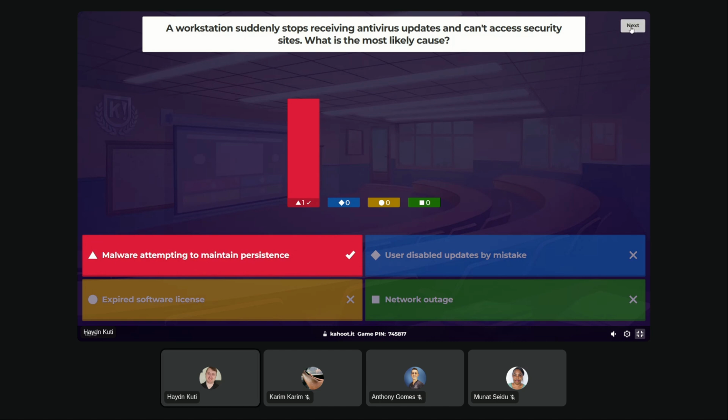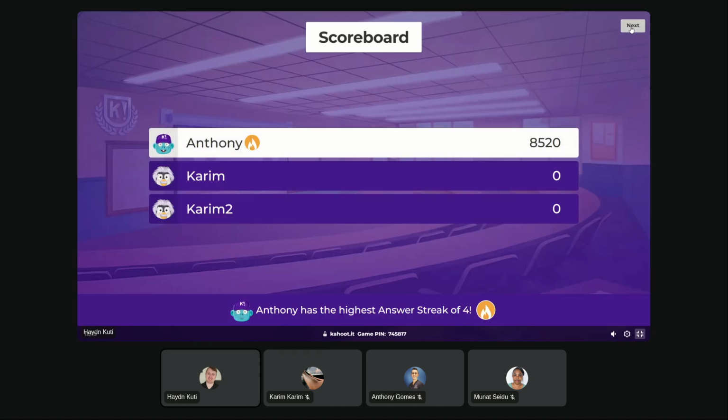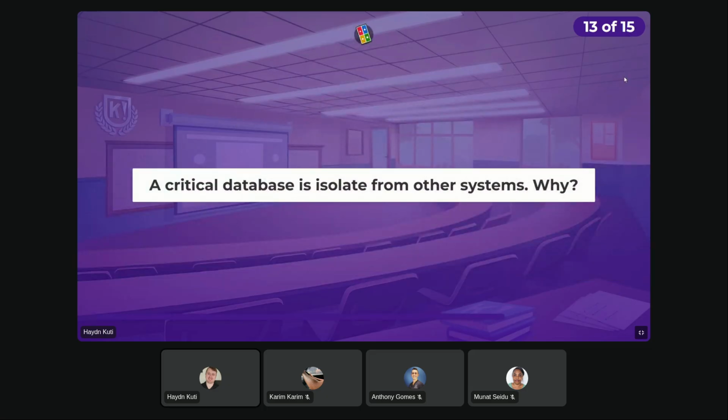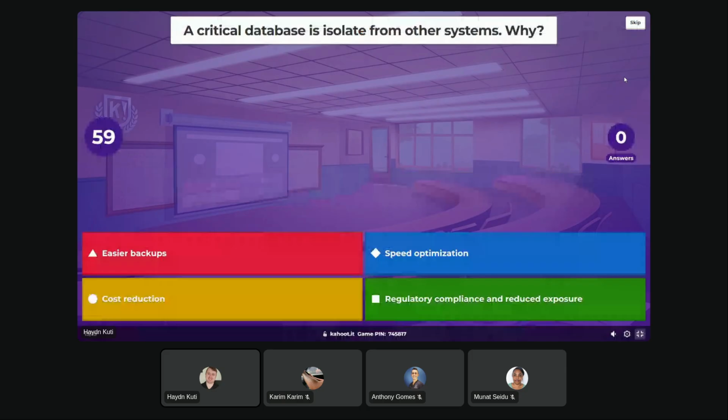Fantastic. Keep it up. Almost done. A critical database is isolated from other systems. Why? Easier backup, speed optimization, cost reduction, or regulatory compliance and reduced exposure.